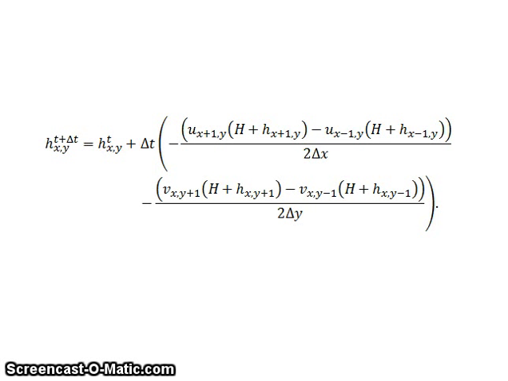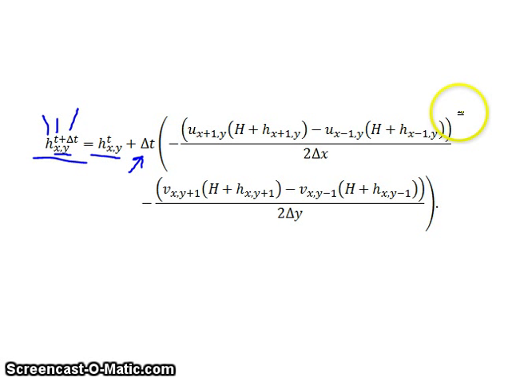Alright, I thought it might be useful to show you more explicitly how some of the shallow water equations turn into code. So this right here is the equation that updates the water height in cell x, y from time t to time t plus delta t. So this will give us a new height. The new height is just equal to the old height plus the amount of time that's passed times how fast the height of the fluid is changing. It's an equation that you'll see a lot of in these kinds of simulations.